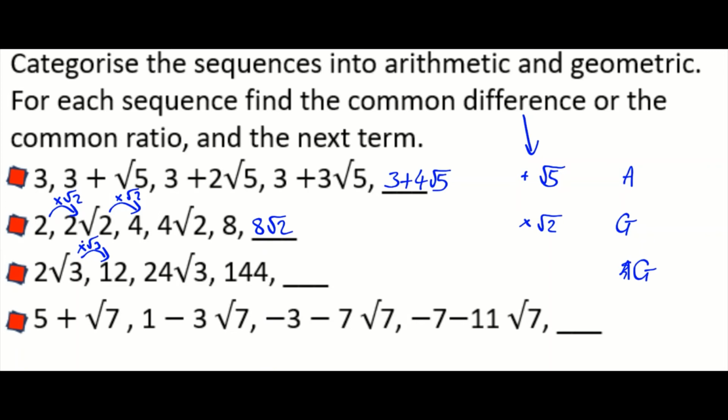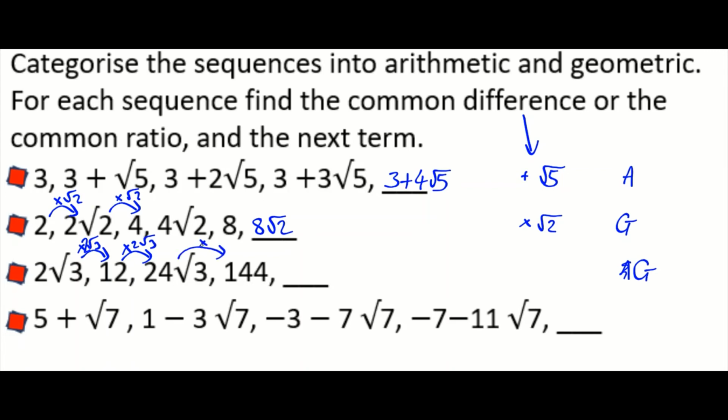So maybe if we times it by 2 root 3, that would double it up to give us the 12. Let's try that for the next term. Multiplied by 2 root 3. So 12 times 2 would be 24, times the root 3 would be 24 root 3.